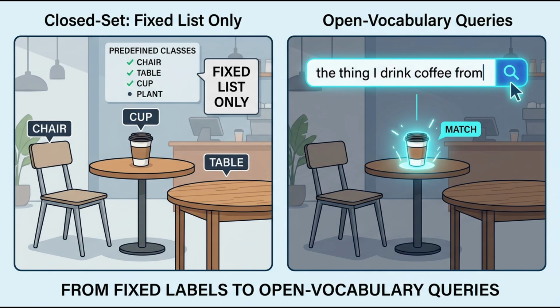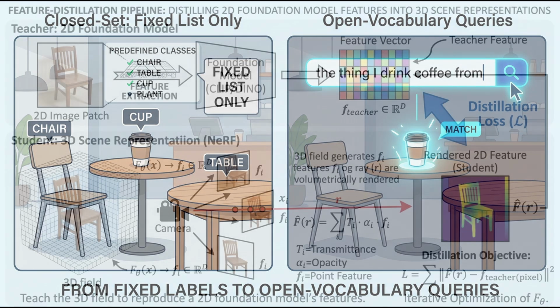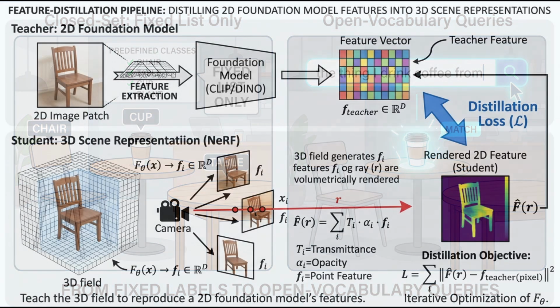It only knows the fixed list of categories it was trained on. Ask for something outside the list, the fragile ceramic thing, or the object I usually drink coffee from, and it's lost. The powerful modern approach is to fuse open vocabulary features into 3D. Here's the recipe, and it's elegant.